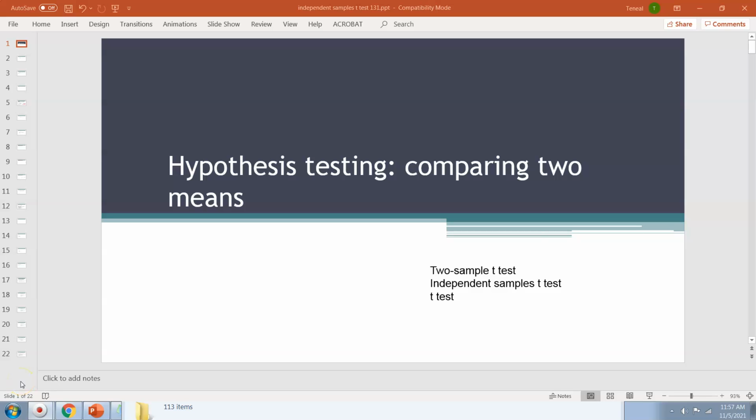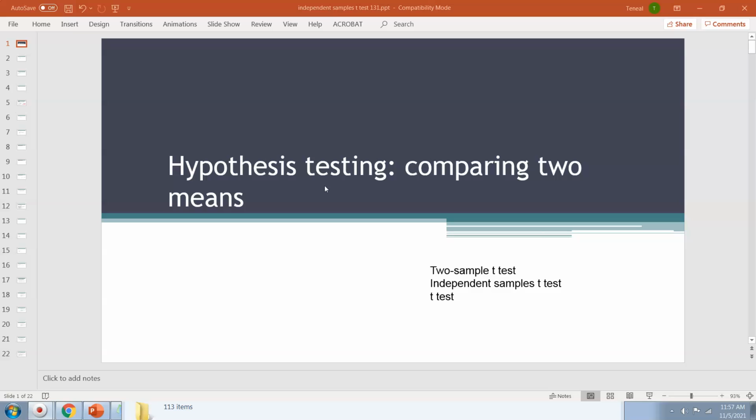Hi everybody. Welcome to the lesson in which we look at our next hypothesis test, which is comparing two means. So in this hypothesis test, we're going to suppose we've got two different groups, and we want to compare those means to each other.